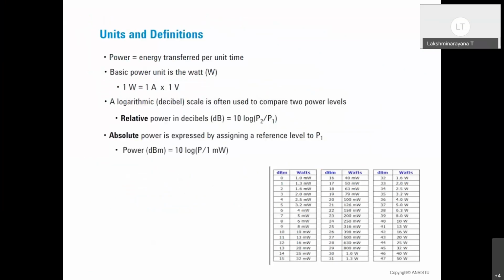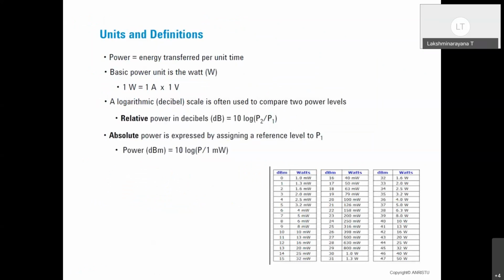So what are the units and definitions of power? Power is energy transferred per unit time. The basic power unit is the watt. As we know, 1 watt is equal to 1 amp times 1 volt. The logarithmic decibel scale is often used to compare two power levels.